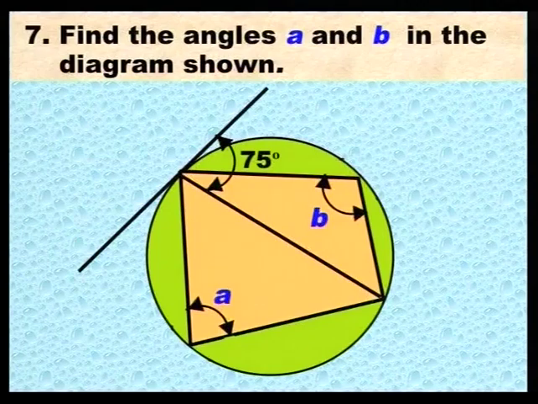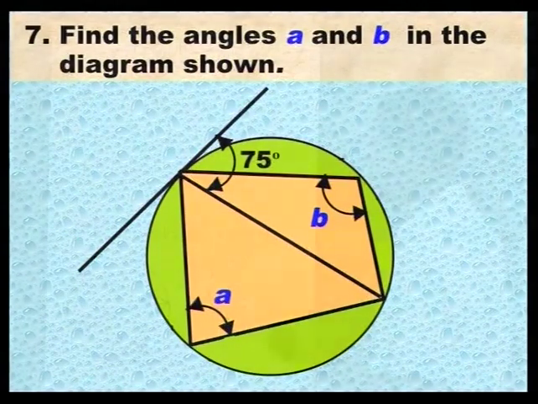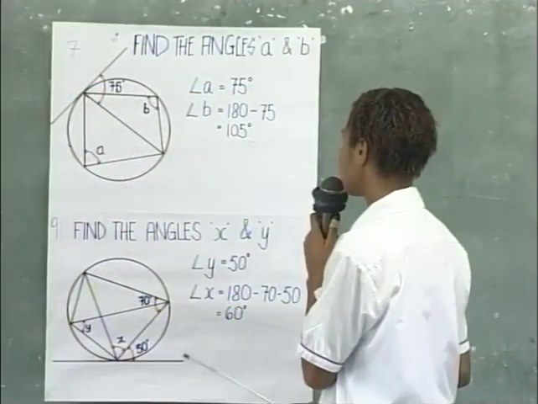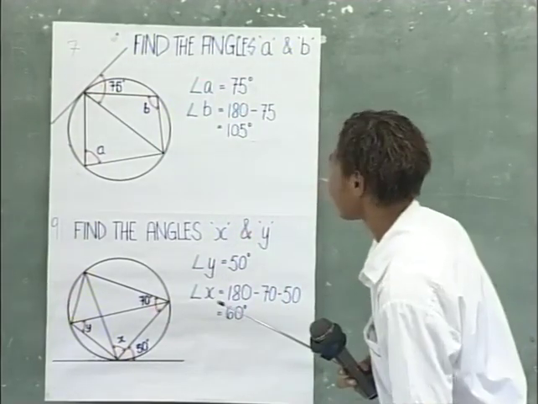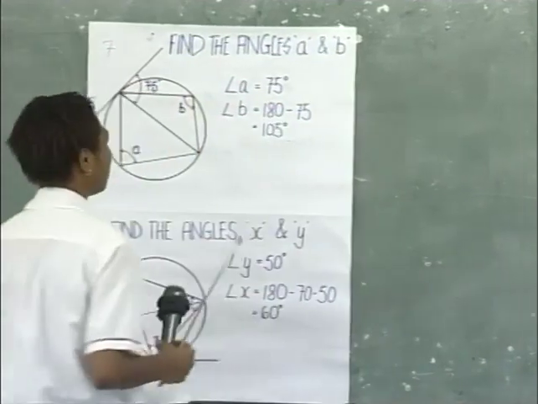Who's helping? The question reads, find the angles A and B. Turn around. Turn the other way. Turn the other. That's better.